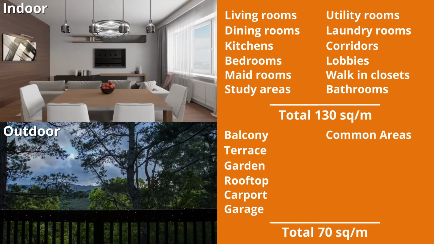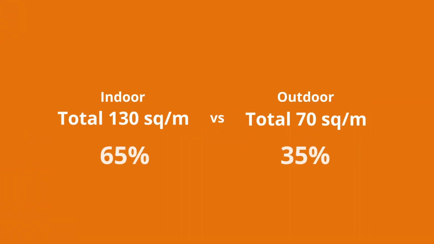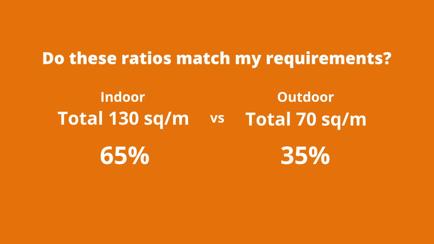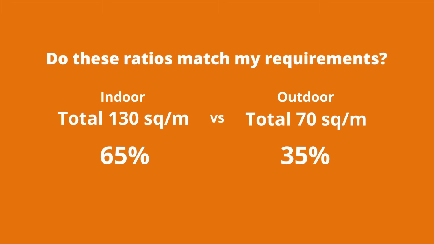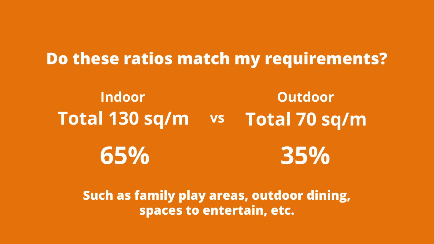Once you have noted all these measurements down, look at the ratio of indoor to outdoor space and ask yourself if these ratios meet your requirements, such as family play areas, outdoor dining, spaces to entertain, and more. It's always worth thinking about what spaces are you going to be using at what time of the year, whether they are indoor or outdoor.